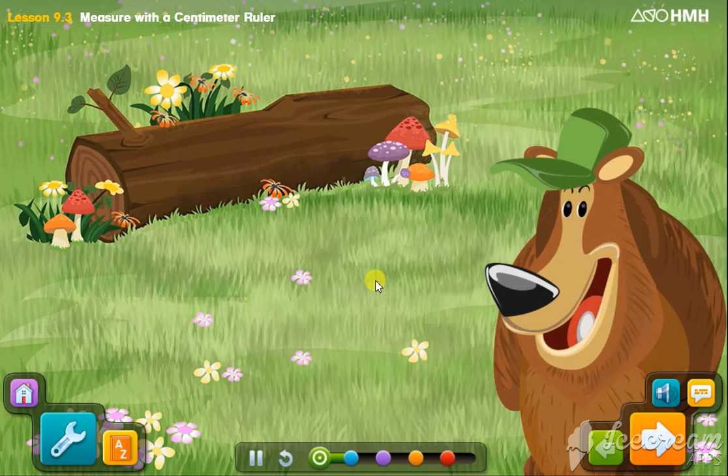Hey, this pink flower looks ready to pick, but we should measure it so we know where the stem should be cut. Click the pink flower to get a better look.